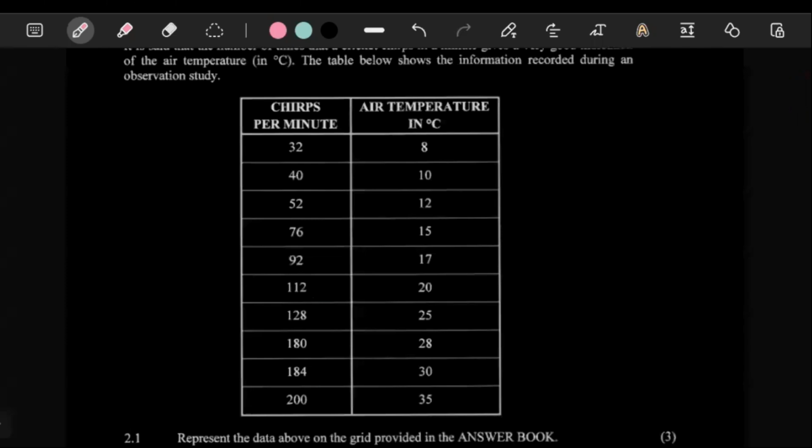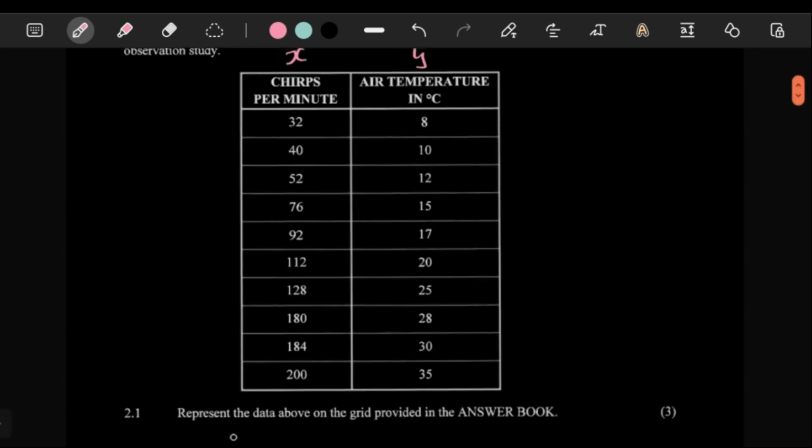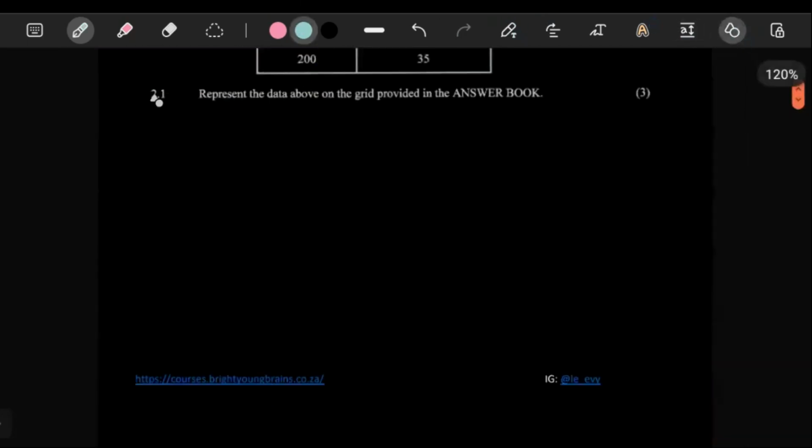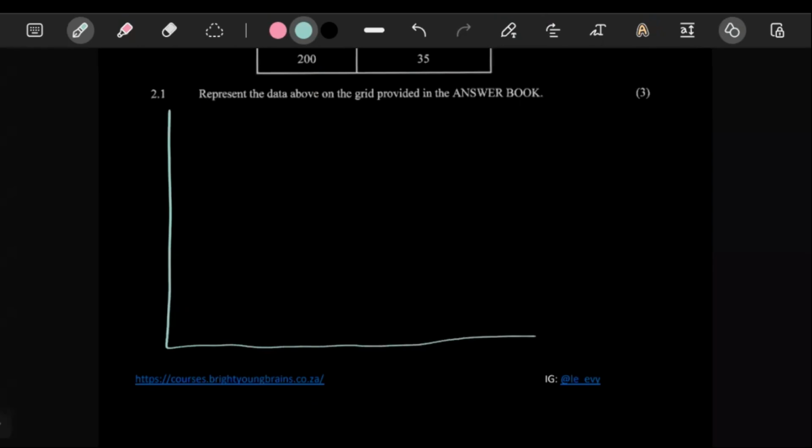If this was physics, we would have made temperature X and then the number of chirps Y. But this is mathematics. The way they give it to you, just label it as such. You want to make this X, you want to make this Y. Because the question now says, represent the data above on the grid provided in the answer book. Well, we don't have a grid, so I'm gonna have to draw this thing.